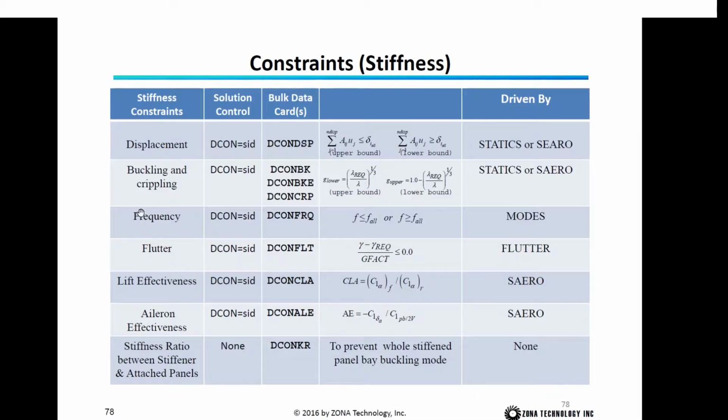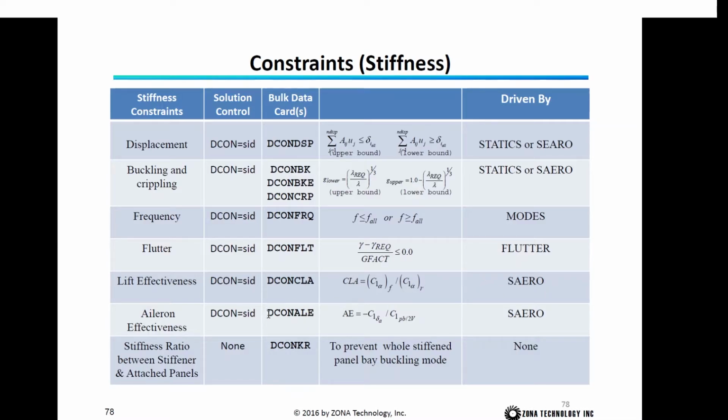And you can impose the natural frequency constraint. It's called DCONFRQ, and is driven by modes. Flutter is a DCONFLT, and is driven by the flutter module, and also is activated by the DCON solution control command. Lift effectiveness is a DCONCLA, so the ratio of flexible to rigid must be greater or smaller than a certain value. This is driven by SAERO.